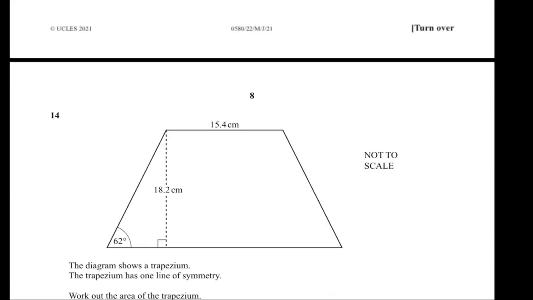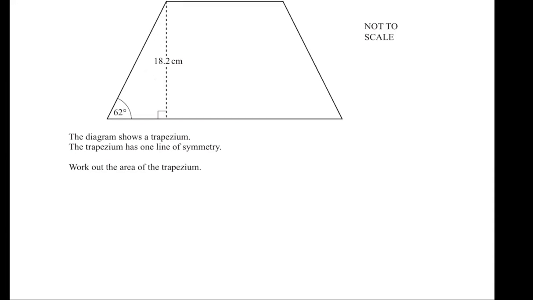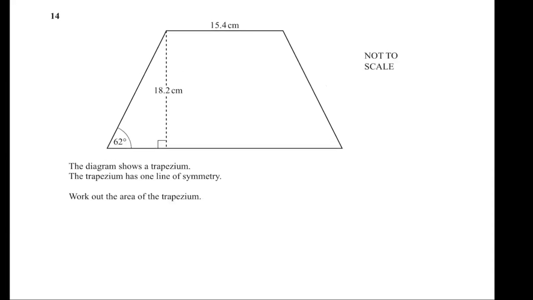Next one. The diagram shows a trapezium. The trapezium has one line of symmetry. It means that there can only be one cut in half. So that is probably an isosceles trapezium, meaning that we can cut it in half here. Work out the area of the trapezium. So we can have a square there. Well, we should be able to find here.